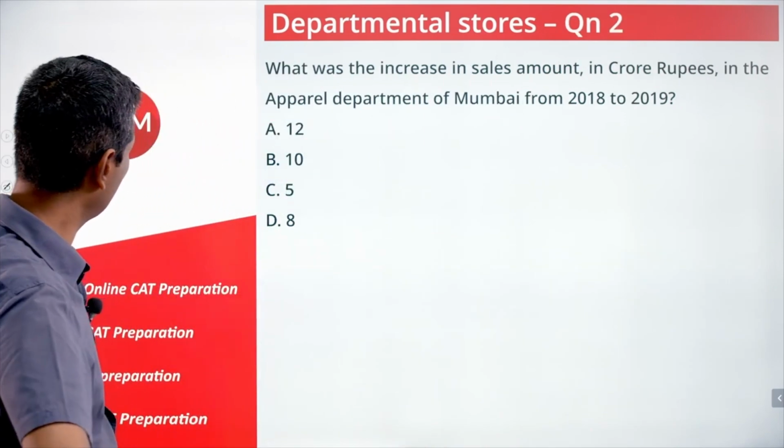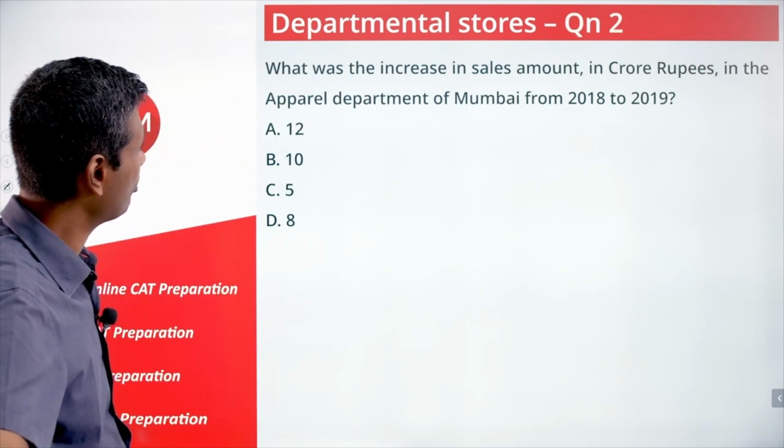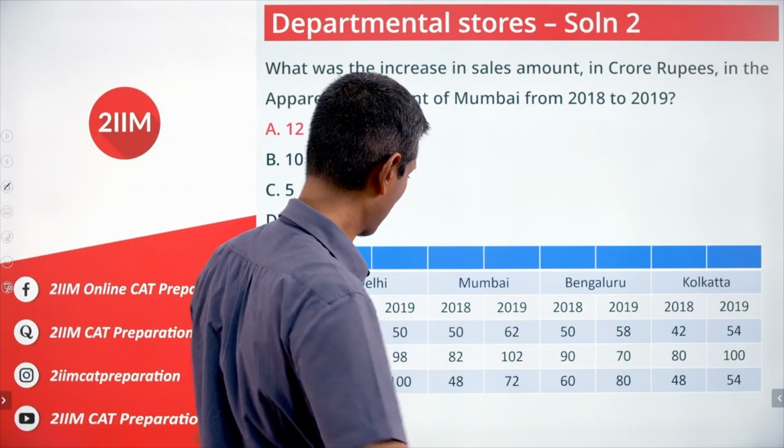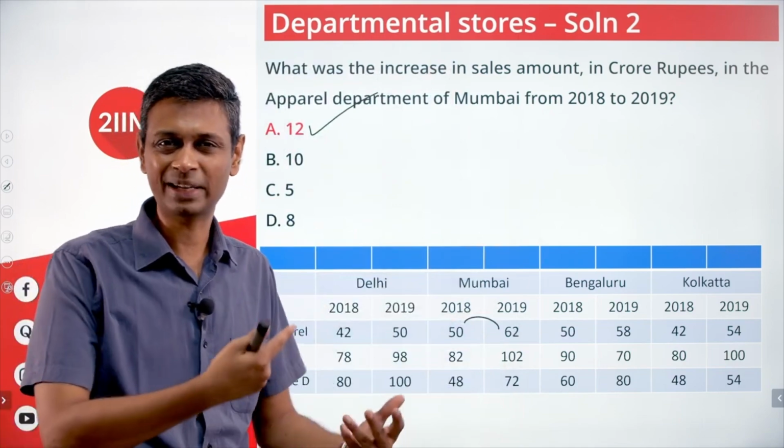Once you've got the grid, it's simple. What are the increase in sales amount in crore rupees in the apparel department of Mumbai from 18 to 19? 18 to 19 apparel department, 50 to 62, 12 crores. Done. So you get the grid, just marking down the answers.